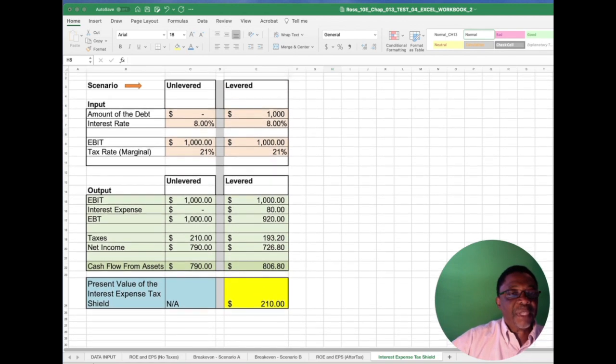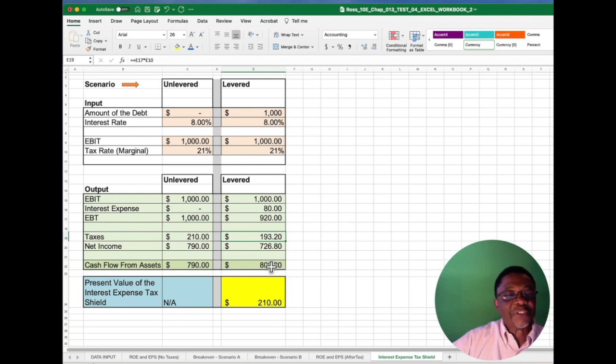So what we do here is we have the EBIT, we deduct the interest expense, that leaves us earnings before taxes of $920. At 21% or 0.21, the tax liability on that $920 is $193.20. We subtract that $193.20 and that leaves us net income or after-tax income of $726.80.